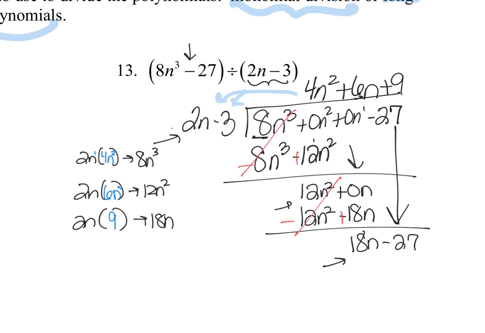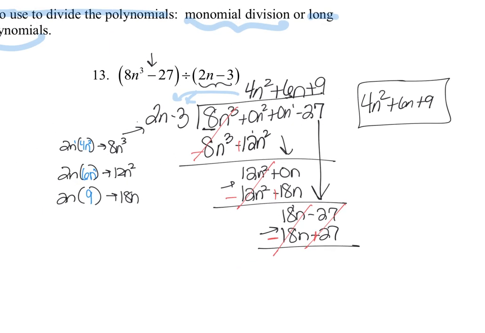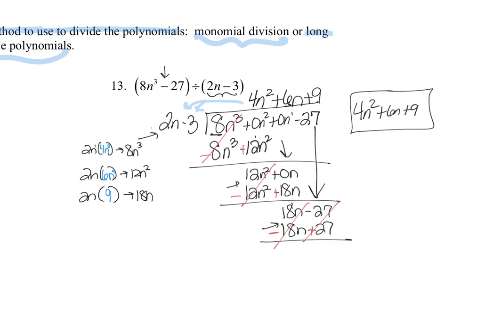And coming around with the multiplication, I'll have 9 times 2n is 18n. 9 times negative 3 is negative 27. Subtract, sign change, sign change. This zeroes out, and this zeroes out. So my answer would be 4n squared plus 6n plus 9. This is a factor of the original, 2n minus 3 is a factor of 8n to the third minus 27. They're both factors because you have a remainder of 0.